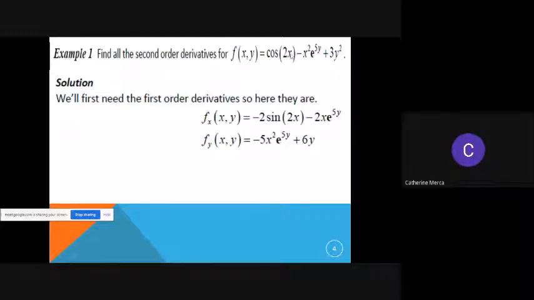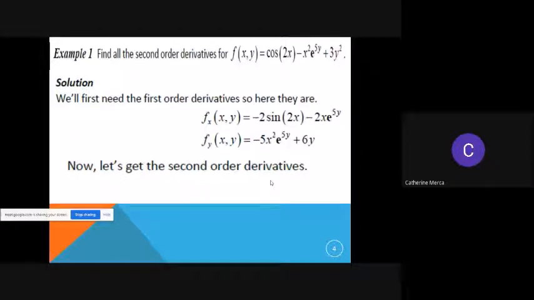The derivative of 2x is 2. So you have negative 2 sine 2x. Then with respect to x, e to the 5y is constant, so the derivative is negative 2x e to the 5y. And 3y squared is constant with respect to x, so 0. On the other hand, for fy, the partial derivative of the function with respect to y, cosine 2x is constant, so 0. Then for negative x squared e to the 5y, negative x squared is constant, and the derivative of e to the u is e to the u du. So for e to the 5y, the derivative of 5y is 5. With the negative, you have negative 5x squared e to the 5y. How about 3y squared with respect to y? The derivative is 3 times 2, which is 6, then y to the 2 minus 1, so we have 6y.